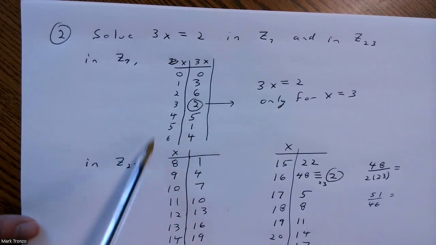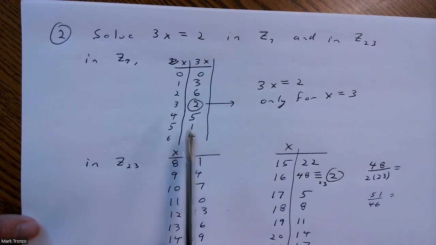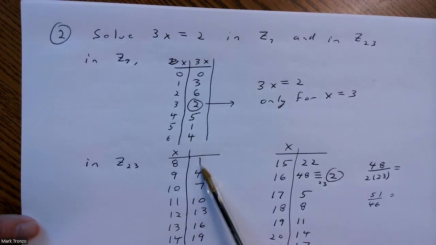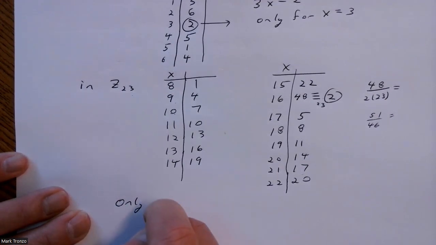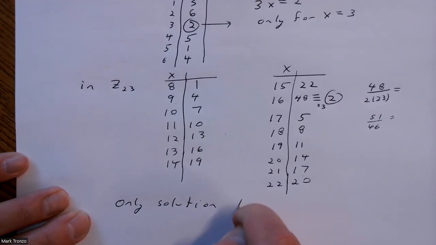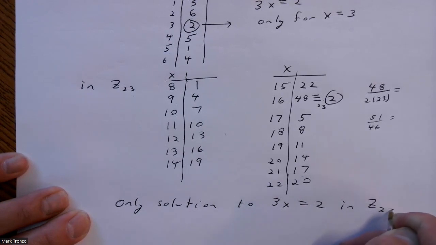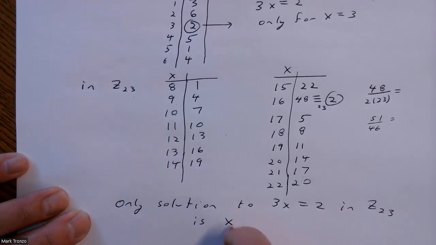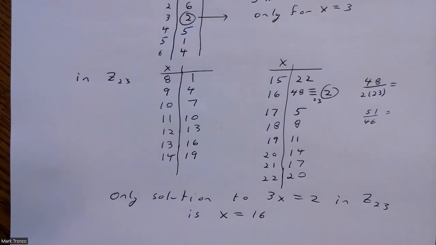Then once you get to x equal 8, 3 times 8 is 24. Then the mods start kicking in. So this will be 1, 4, 7. Like I said, you could actually do all the steps if you weren't sure, but it's just a quick way to do this. So it looks like the only solution to 3x equals 2 in Z23 is x equals 16. Kind of an odd solution.